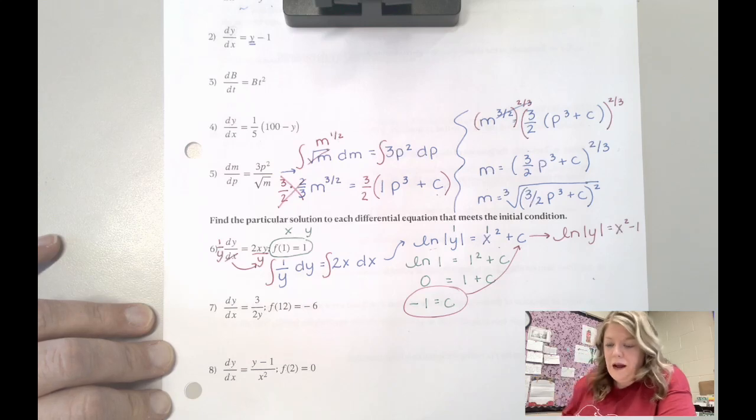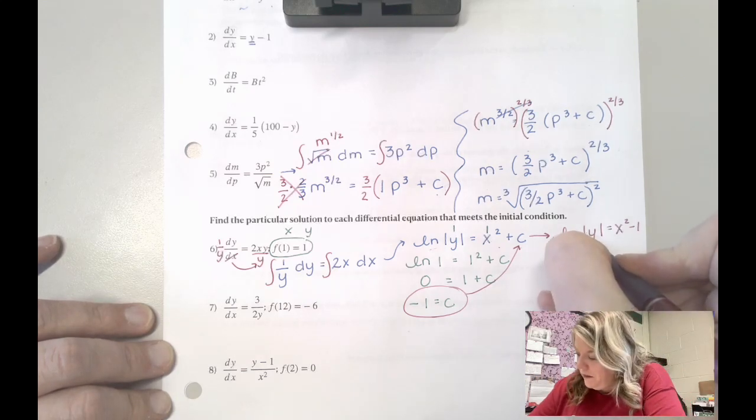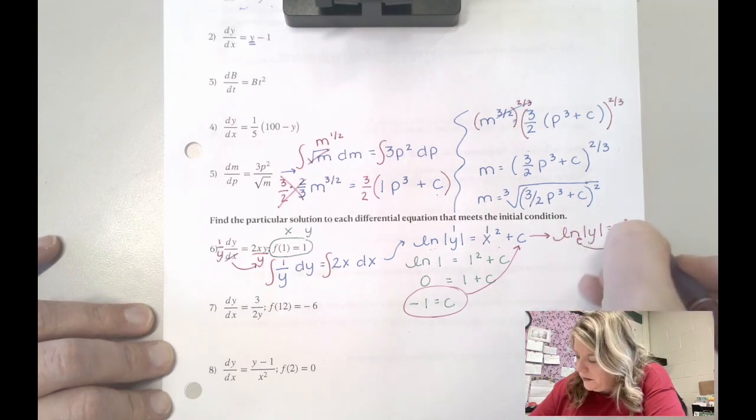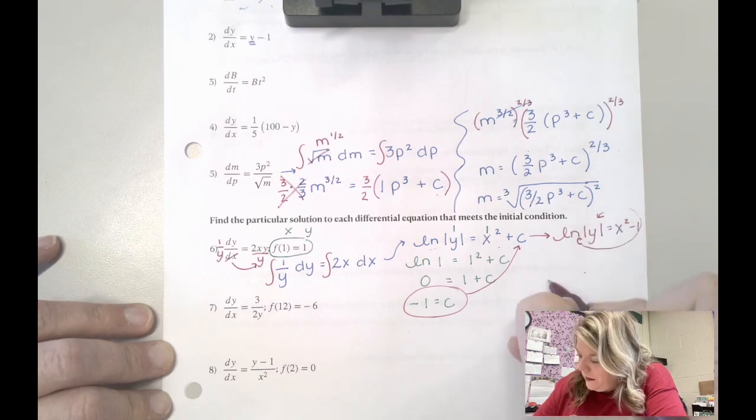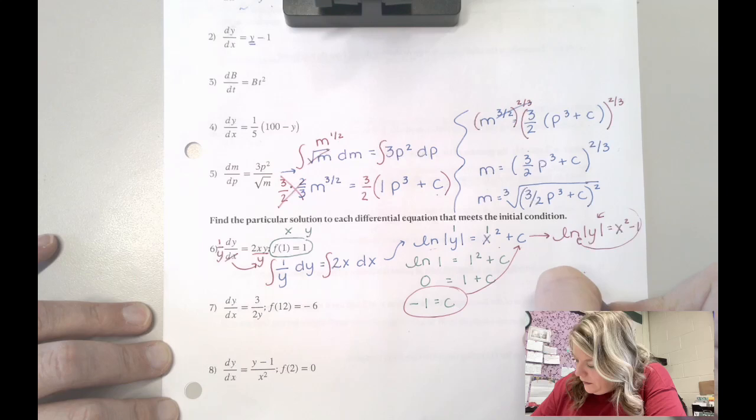And now to get y by itself, I'm going to remember that there's an e in the base here. I'm going to spin this thing around, and I'm going to make it y equals e to the power of x squared minus 1.